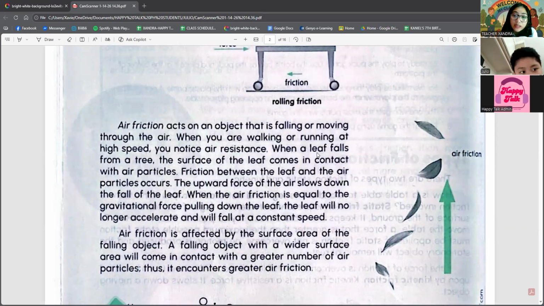You understand? Yes. When the air friction pushing up becomes equal to the gravity pulling down, the object falls at a steady speed. It stops speeding up and just floats down gently.